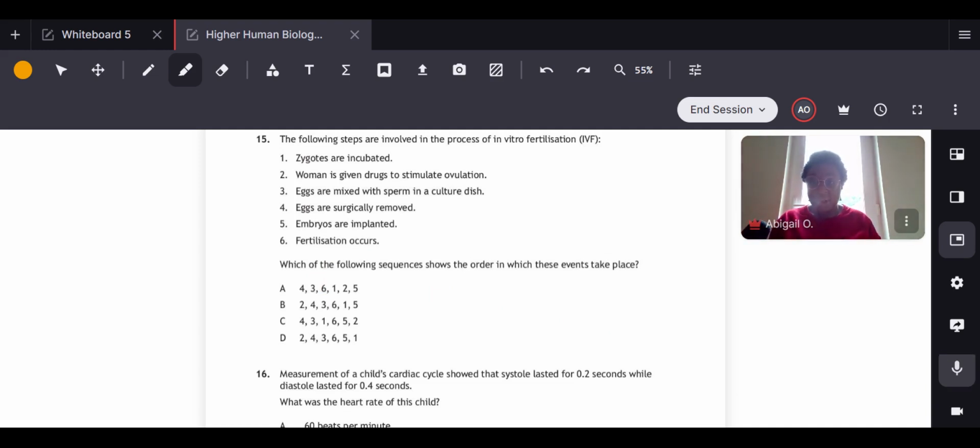Okay, question 15. The following steps are involved in the process of IVF. So you've got all those steps there. I'll give you a second to read those. You can pause the video and read the steps. Which of the following sequences shows the order in which these events take place?